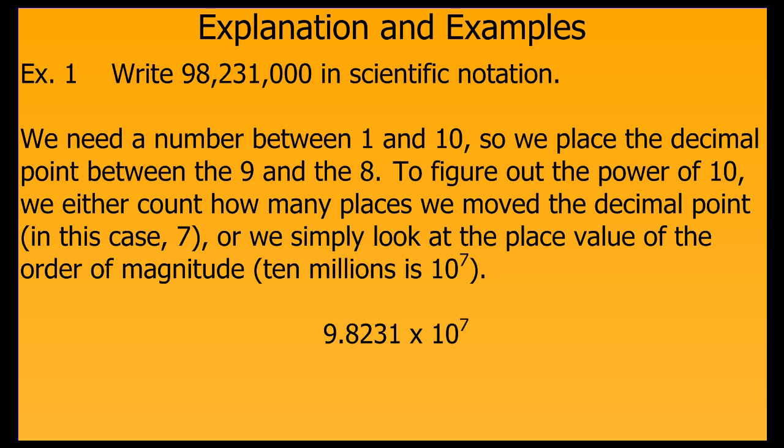Either we move the decimal 7 places from where it is currently, after that last zero, to get it between the 9 and the 8, or we think about the 10 millionths place being 10 to the 7th. So, in scientific notation, we would write this as 9.8231 times 10 to the 7th. It is important to realize that this is equivalent to 98,231,000, just a different way of writing it.